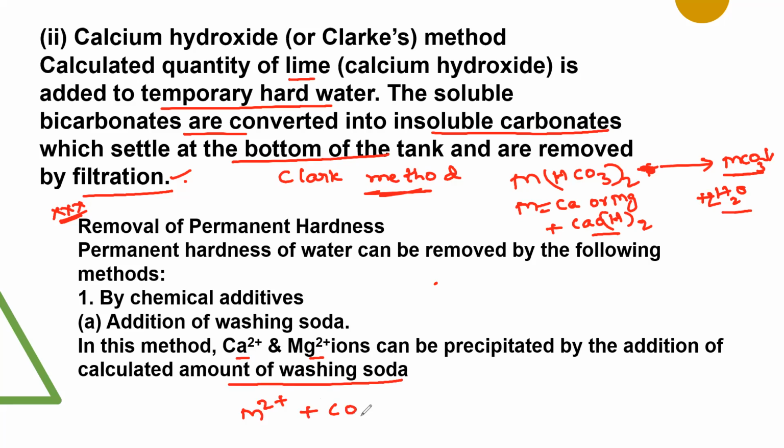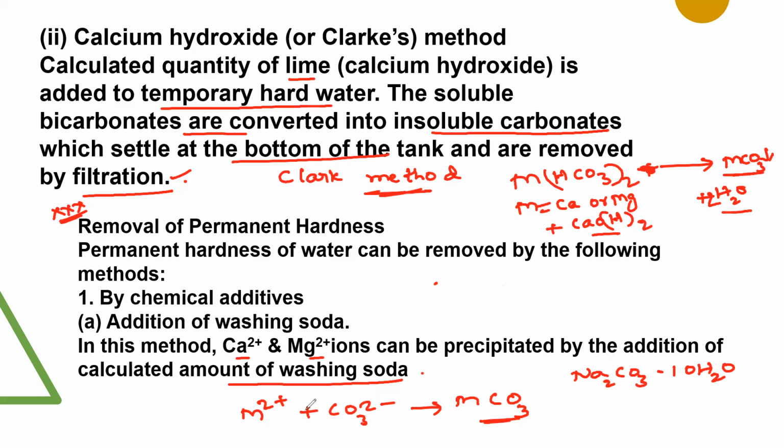When washing soda is added, calcium ions or magnesium ions combine with carbonate ions to form MCO3, an insoluble carbonate precipitate. What is the formula of washing soda? Washing soda is sodium carbonate with 10 water molecules, Na2CO3·10H2O. Or even sodium sulfate can be added.